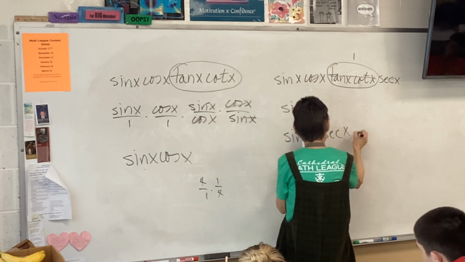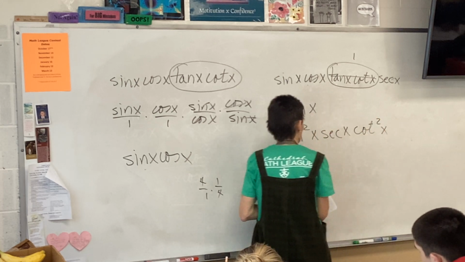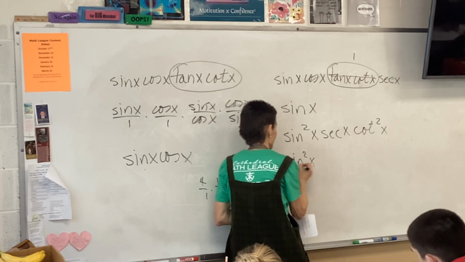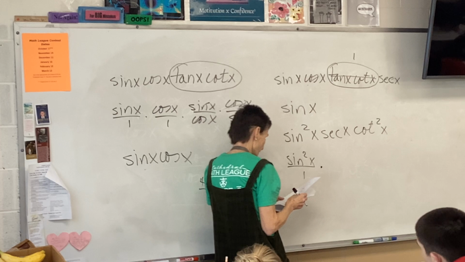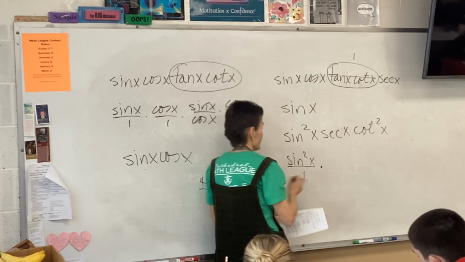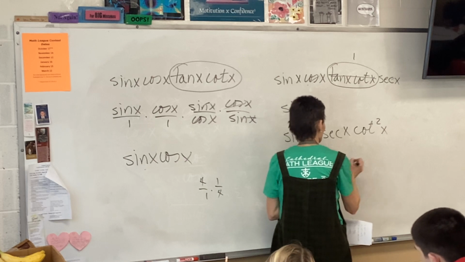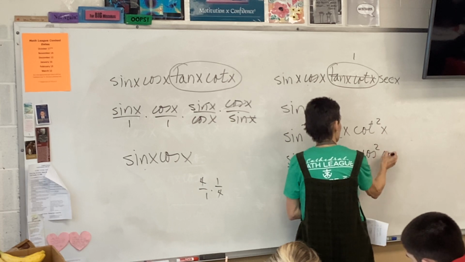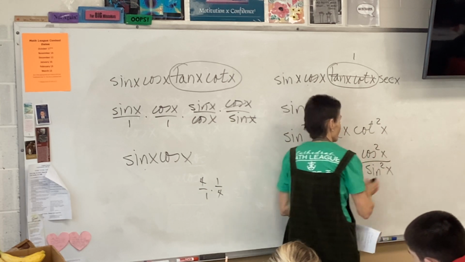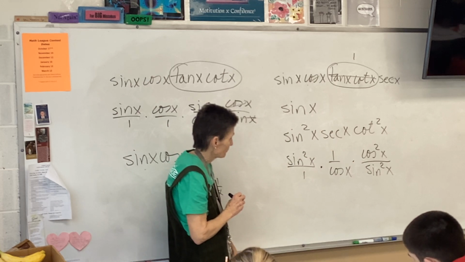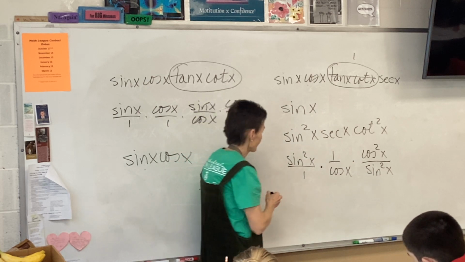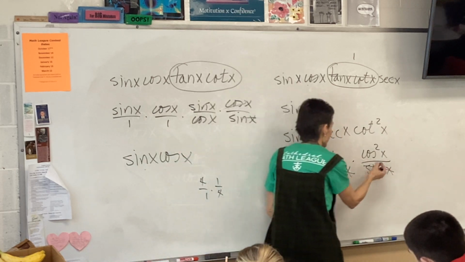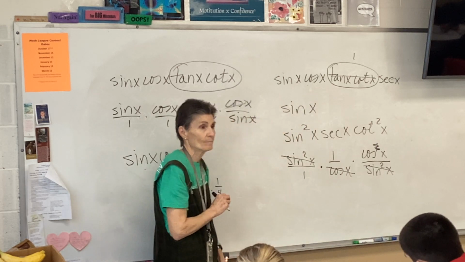Canceling the 19. So I need to write it out. So I have sine squared over 1. Okay, what's secant? Secant's 1 over cosine. And what is cotangent? Cosine over sine. These are going to cancel. One of these will cancel. What's the answer to the question? Cosine.